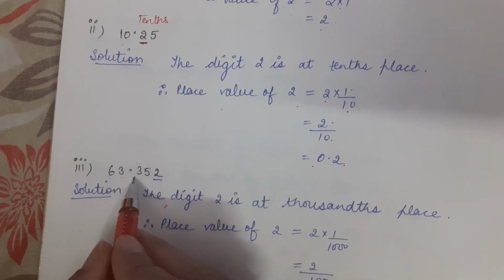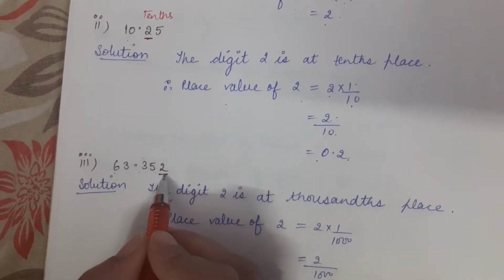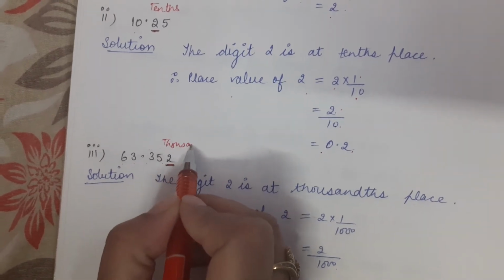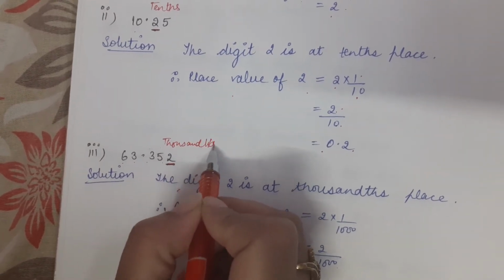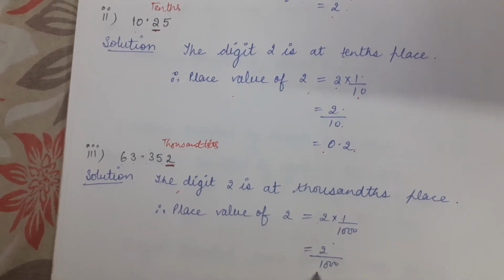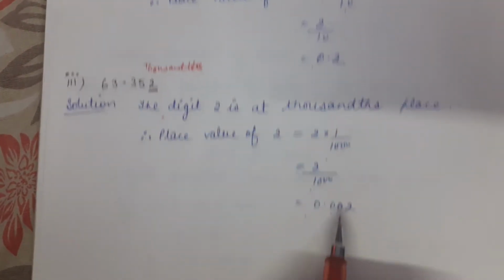Now 63.352. So 2 is at thousandths place. So 2 multiplied by 1 upon 1000, that is 2 upon 1000, which is equal to 0.002.